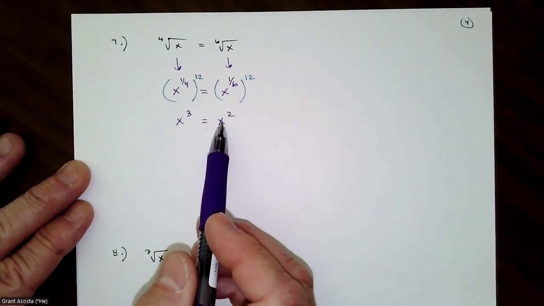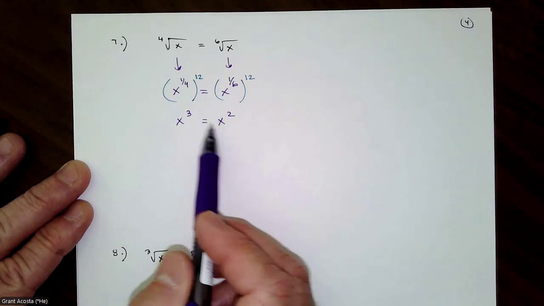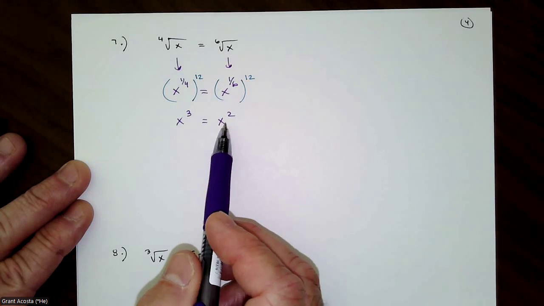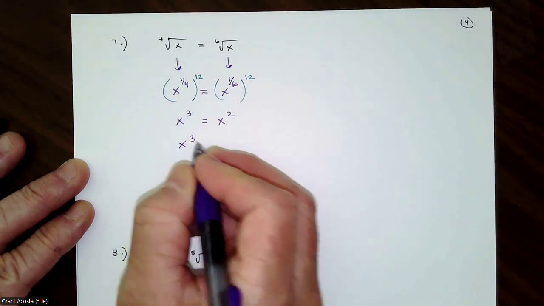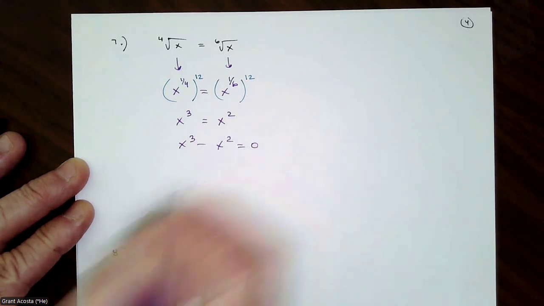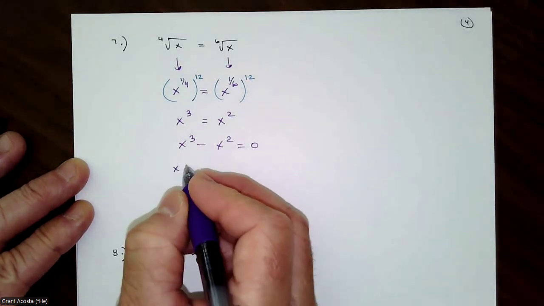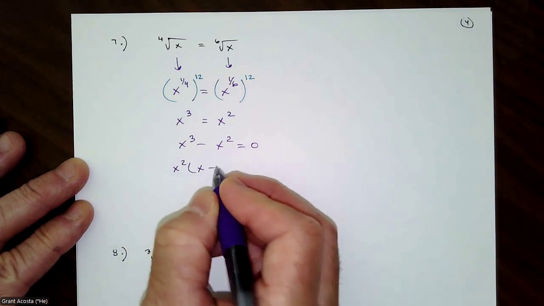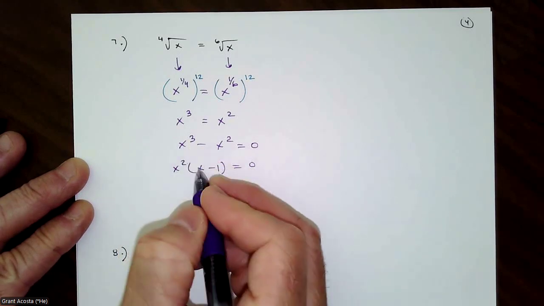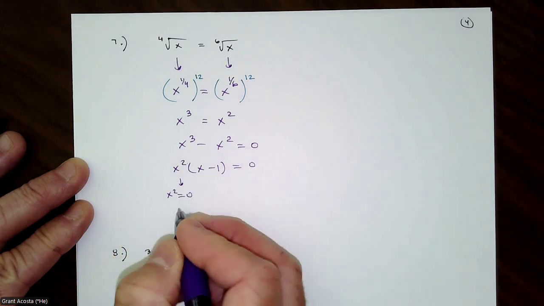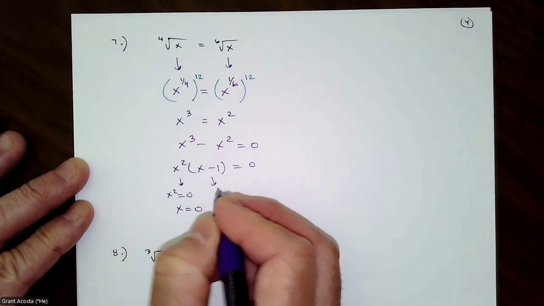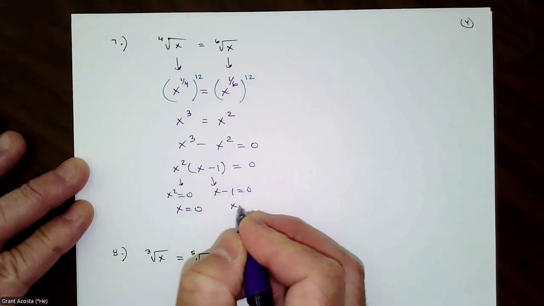Now from here, make sure we don't make that same mistake as the second problem we did. I don't want to divide both sides by x squared. You don't want to cancel out variables. You don't want to divide them out. Instead, we will move it over and factor out an x squared. That leaves me with x here, 1 there. And if I set x squared equal to 0, I'm going to get x equals 0. If I set x minus 1 equal to 0, I'm going to get x equals 1.